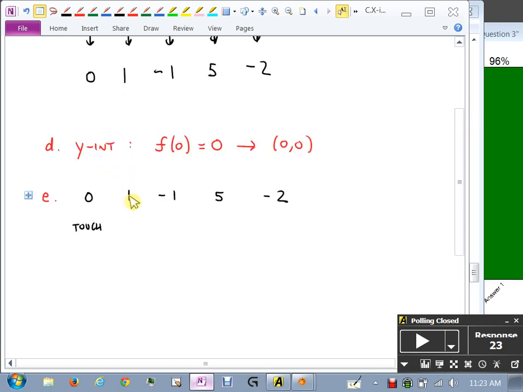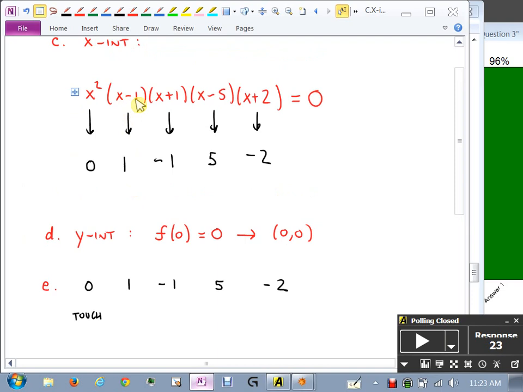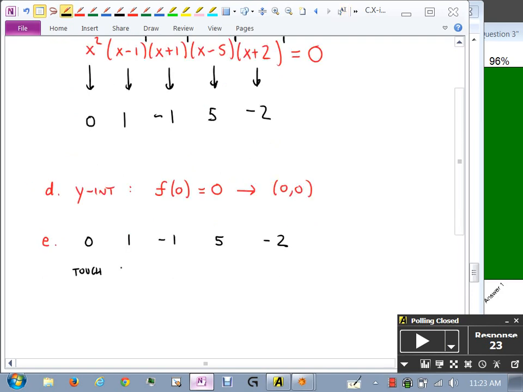Now, where did the 1 come from? The 1 came from this factor right here. What's the power on this factor? It's 1. In fact, all of the other factors are to the 1 power, right? Which means all the rest of the x-intercepts will have the same thing happening. Cross, cross, cross, cross, cross, right? Quick vote.